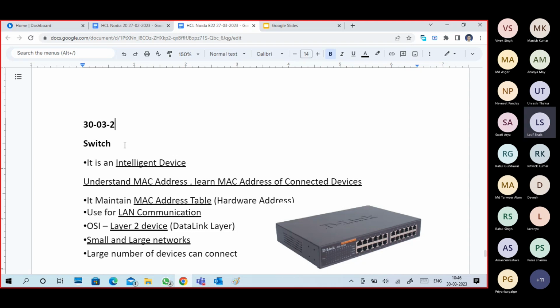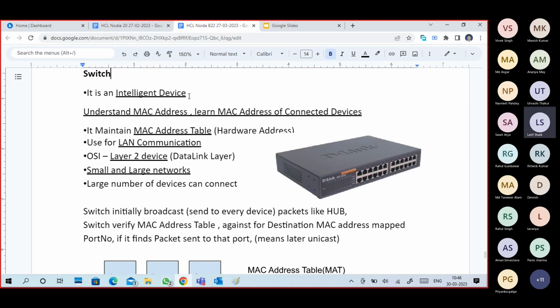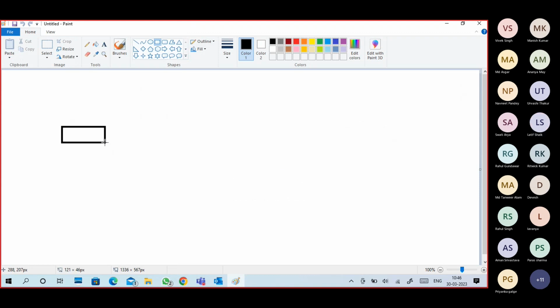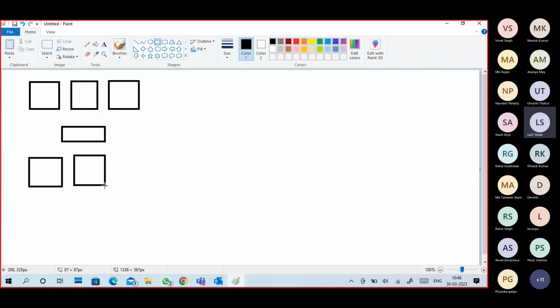Today we will discuss from the switch onwards. A switch is an intelligent device. Why intelligent? It contains a processor, RAM, and some circuits to do certain processing. A switch understands MAC addresses. It learns the MAC addresses of the connected devices, not like a hub. This switch is also used for LAN communication only, not WAN communication. And we can use it for small or even larger networks.